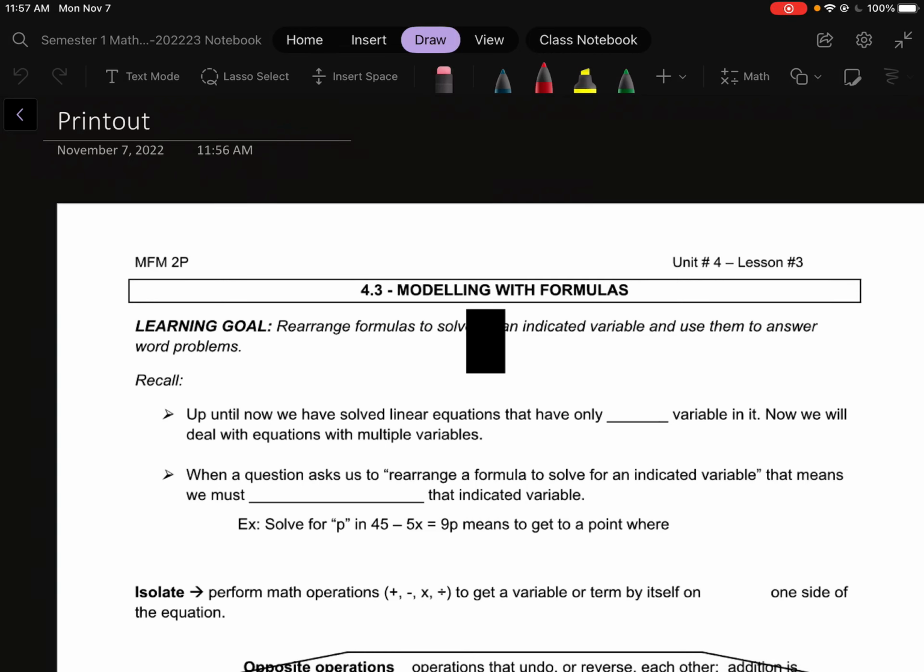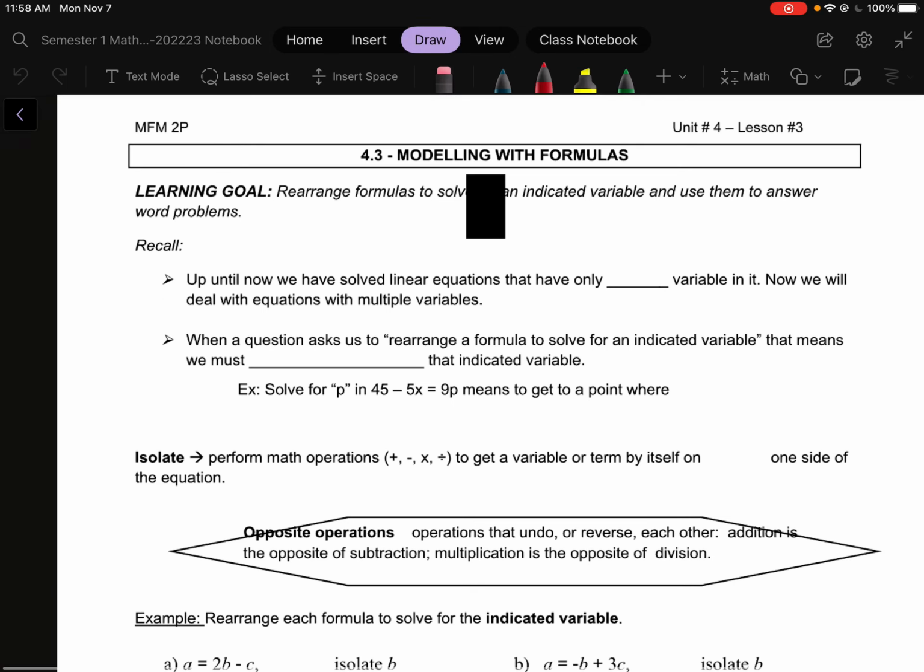Alrighty, hello everyone. So today we're going to be looking at 4.3, which we are going to be modeling with our formulas. As we continue on, this is a lot of information from grade 9, so a lot of skills that we've learned then, and we're just expanding on it. Today we're going to be looking at rearranging our formulas to solve for an indicated variable, and then use those to answer different word problems.